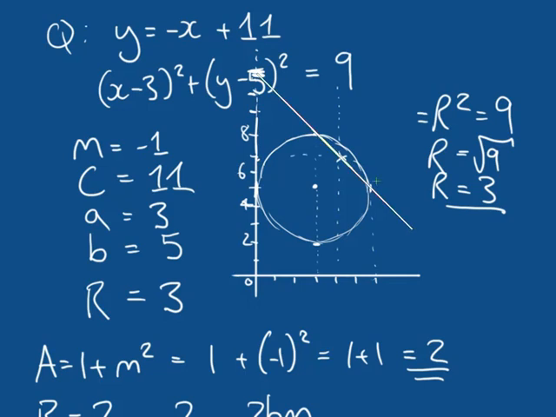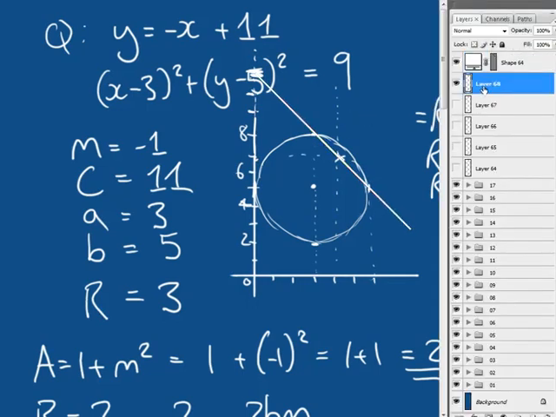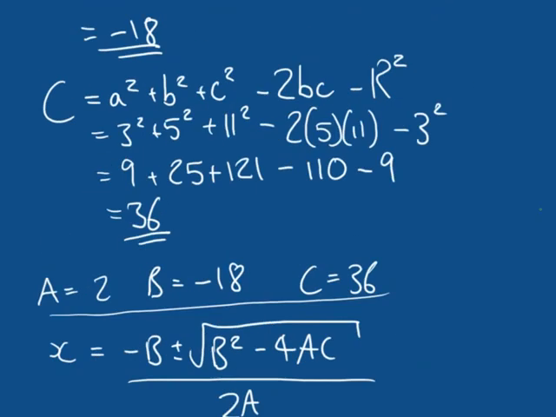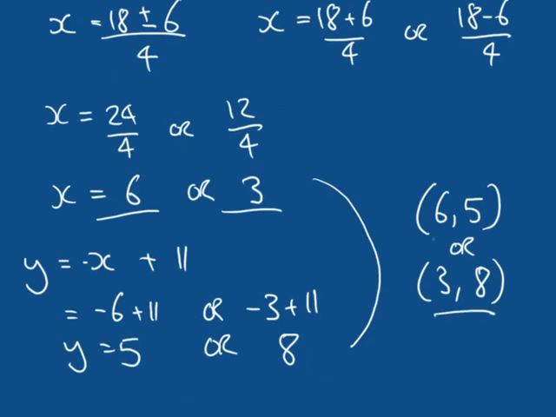You'll notice the points that it intersects through, obviously this is a rough diagram, are the top and the right-hand side of our circle. The top of our circle has an x of 3 and a y of 8. The side of our circle has an x of 6 and a y of 5. So 3, 8 and 6, 5. So we can see indeed that our answer is pretty much correct.